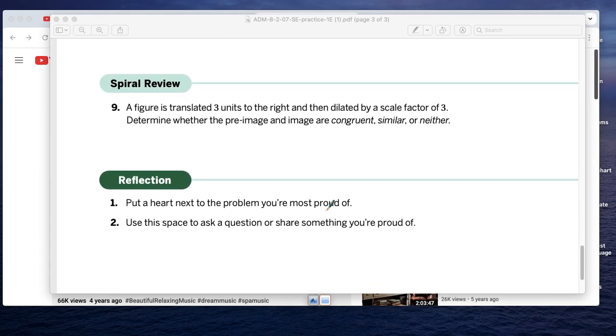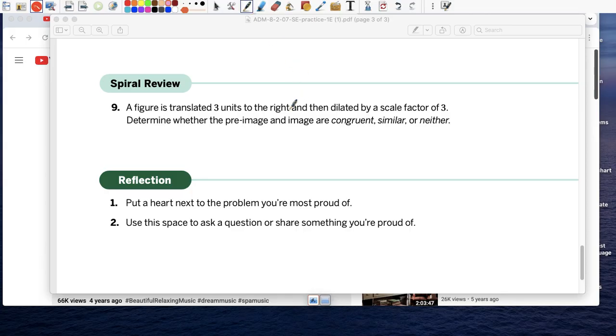Spiral review. A figure is translated 3 units to the right and then dilated by a scale factor of 3. Determine whether the pre-image and image are congruent, similar, or neither. Okay, so let's make this simple. So here is a rectangle. Let's say this is 2 and this is 4. It's super easy. And we move this guy 3 units to the right. So we're moving this 1, 2, 3, and it's going to be right about here.